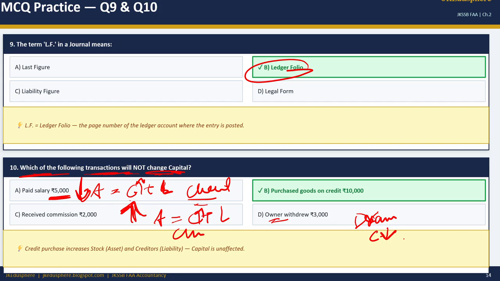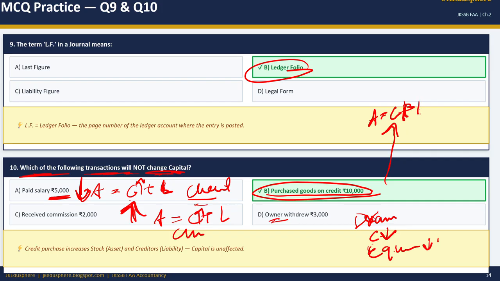So capital will decrease, so the equation will change. There'll be a change in the equation. Now, purchase goods on credit. Okay, so here we can see what the equation is: Assets is equal to capital plus liability.